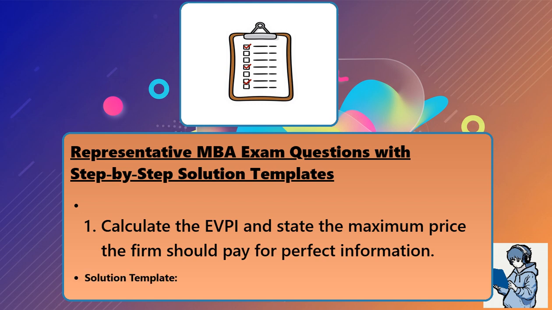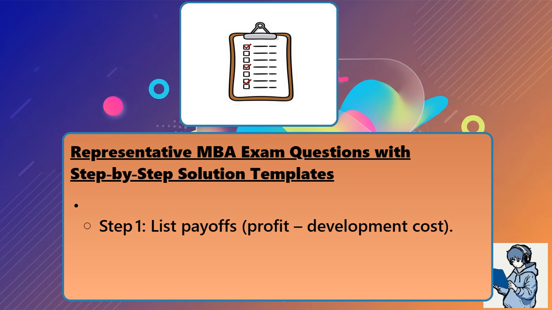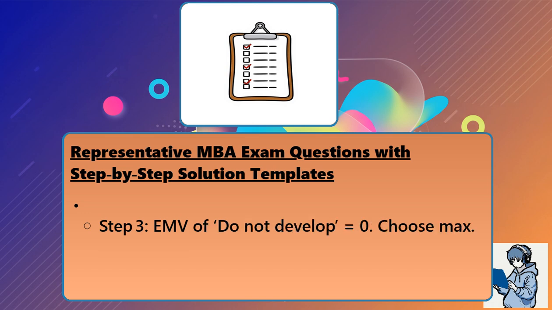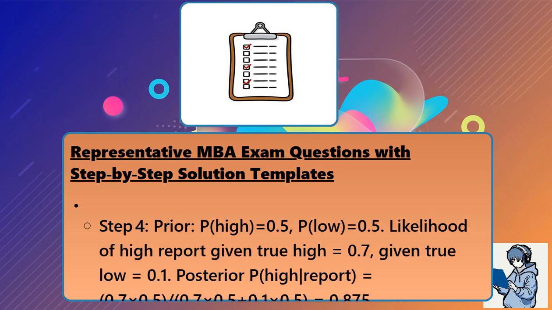A solution template. Step 1. List payoffs, profit minus development cost. Step 2. Expected monetary value equals 0.3 times (250 minus 80) plus 0.5 times (120 minus 80) plus 0.2 times (0 minus 80). Step 3. Expected monetary value of do not develop equals 0. Choose maximum. Step 4. Prior probability high equals 0.5, low equals 0.5.